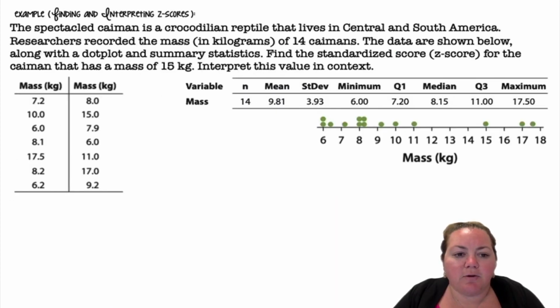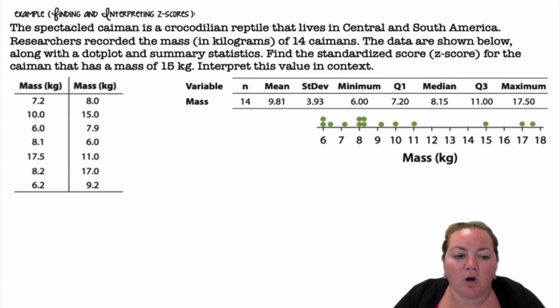All right, another example, finding and interpreting z-scores. The speckled caiman is a crocodilian reptile that lives in Central and South America. Researchers recorded the mass in kilograms of 14 caiman. The data are shown below along with a dot plot and summary statistics. Find the standardized score, or z-score, for the caiman that has a mass of 15 kilograms. Interpret this value in context.